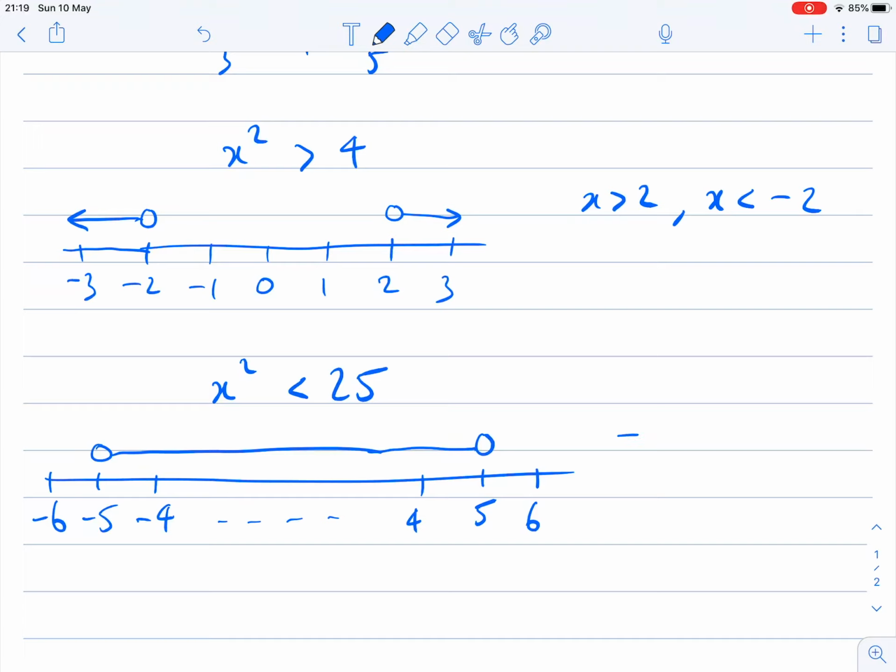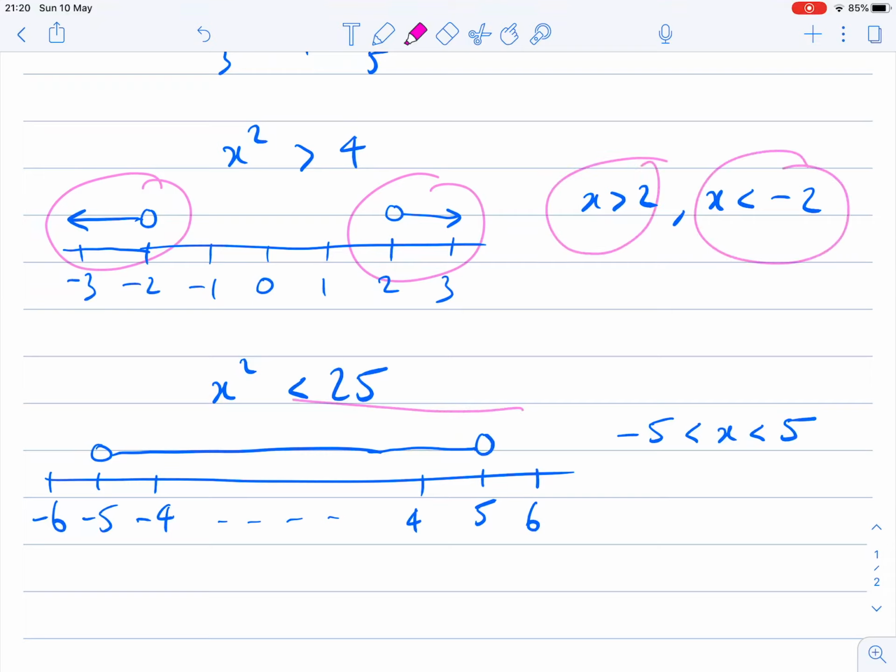So the best way to write your answer for this one is minus 5 is less than x, which is less than 5. So can you see two separate bits of the number line? I get two separate statements. One section of the number line, I get one statement. Okay, I'm going to make up a few questions like this for you to try. So it's one idea for today's lesson, which is this idea about squares.